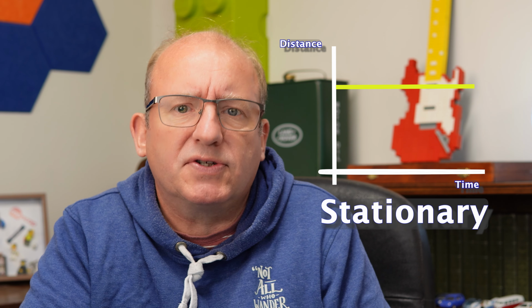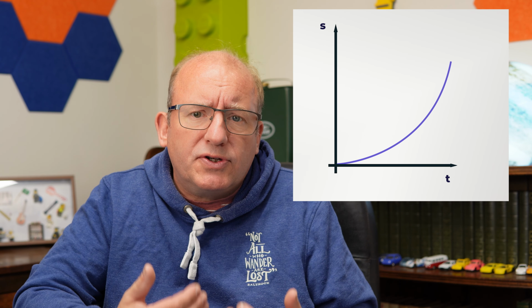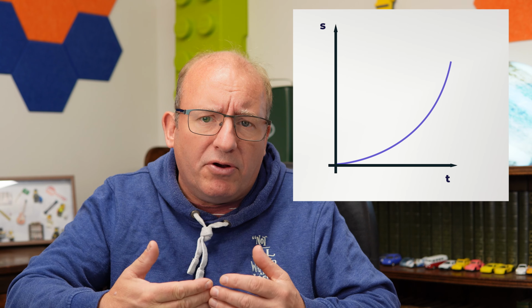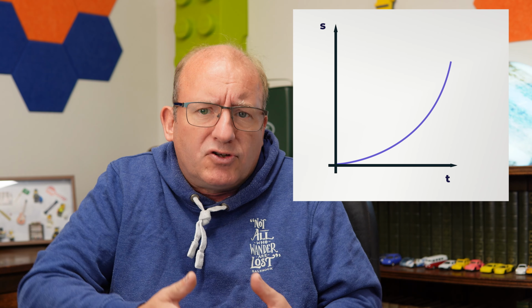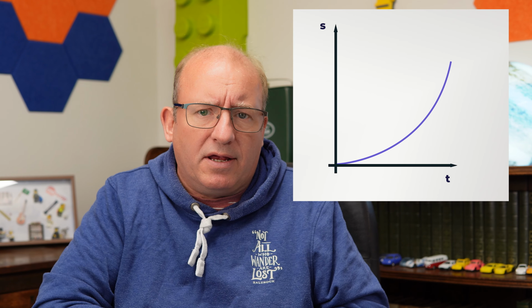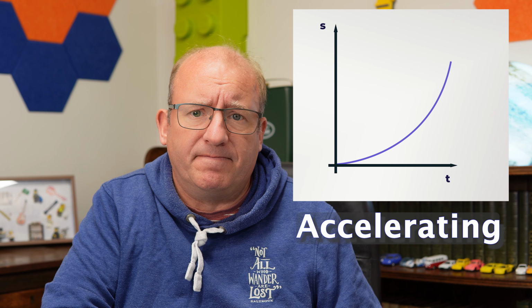Remember, if you see the horizontal gradient on a distance time graph, then the object is not travelling, it is stationary. If you see a graph like this, you can see the gradient starts off shallow and then the gradient gets steeper and steeper. So the speed is increasing. We say that the object is accelerating.